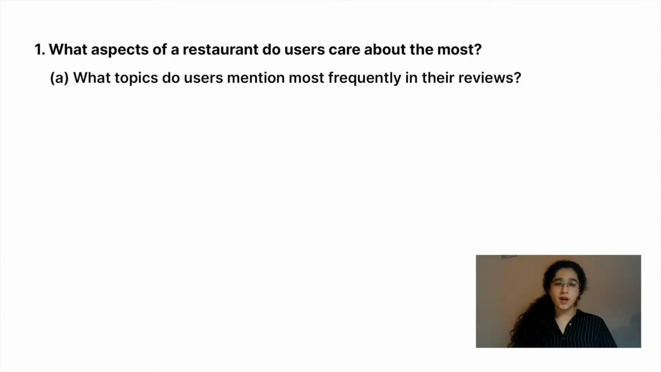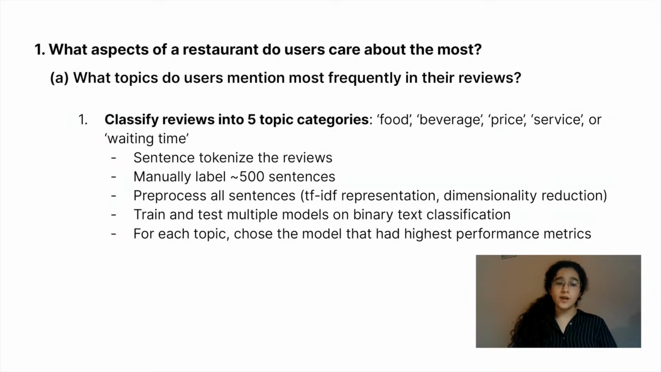To understand what aspects of a restaurant users care the most about, we first need to find which topics are mentioned most frequently in the reviews. To accomplish this, we need to calculate the percentage of reviews that cover each one of 5 predefined topics: food, beverage, price, service, and waiting time. We manually labeled a subset of the review sentences, assigning one topic to each sentence.